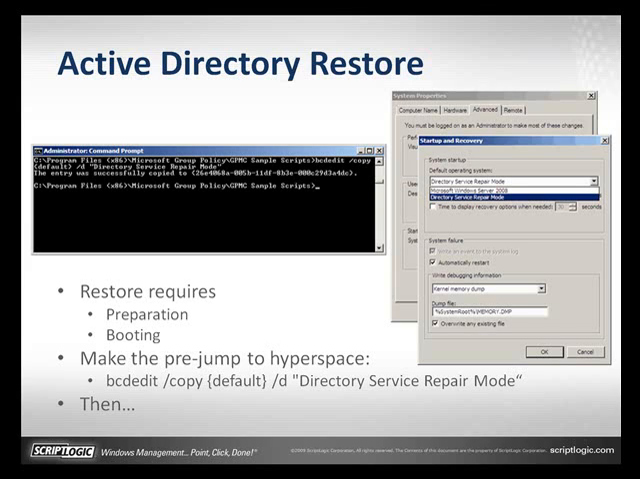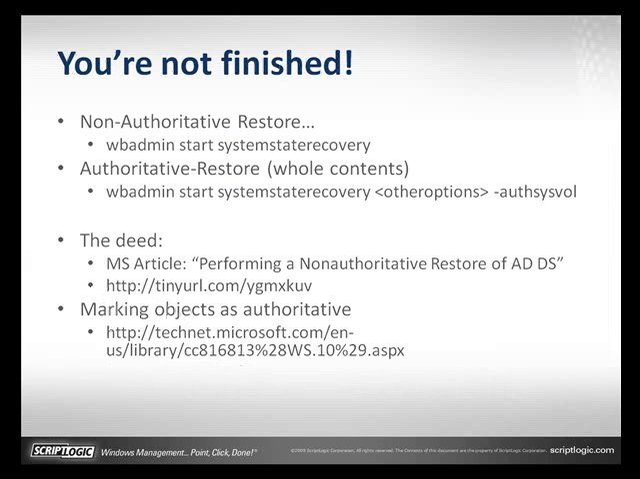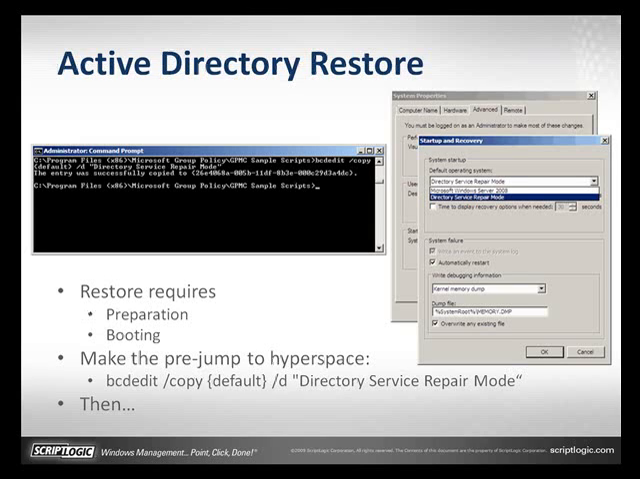So under the System Properties, Advanced tab, you've seen this 1,000 times. Under Startup and Recovery, you wouldn't normally see Directory Services Repair Mode. Can you go back for a second? There you go. That's only there because you hand created that Directory Services Repair Mode from the existing entry. Let's go ahead and move forward here.